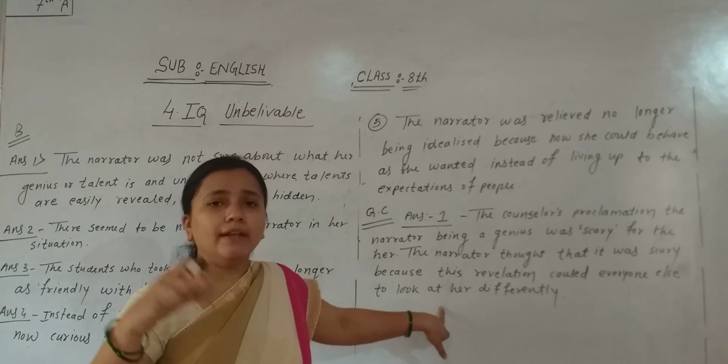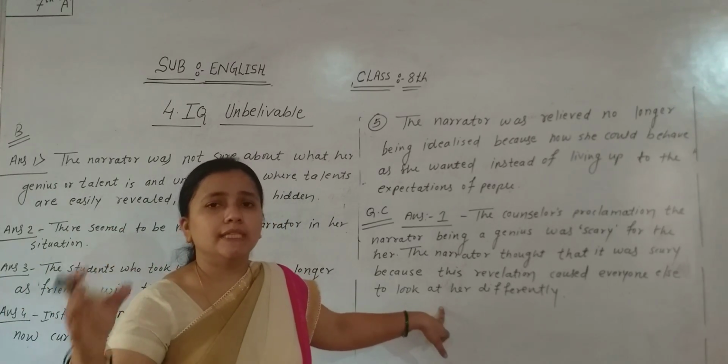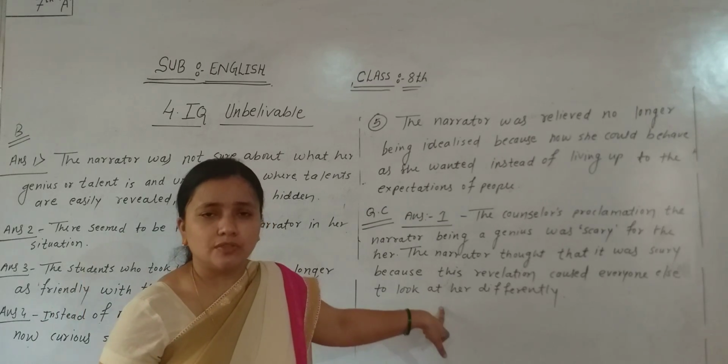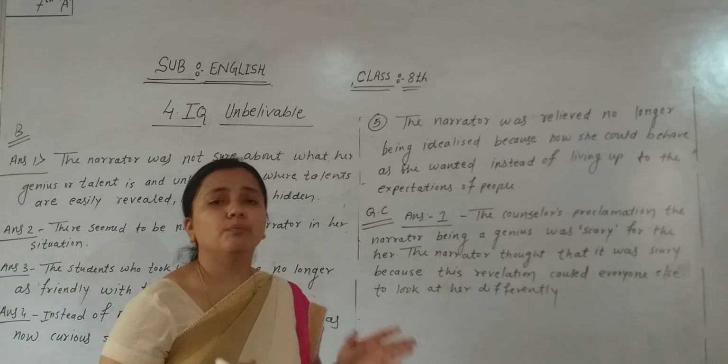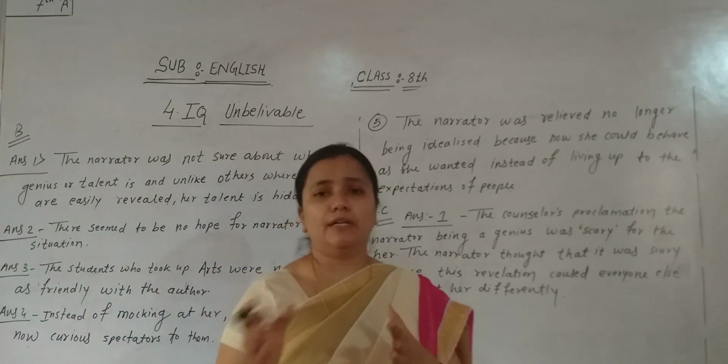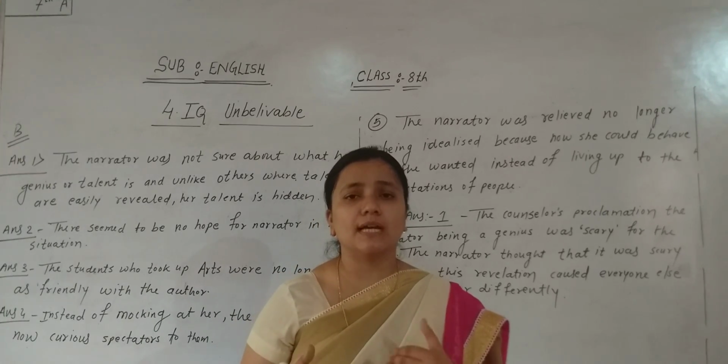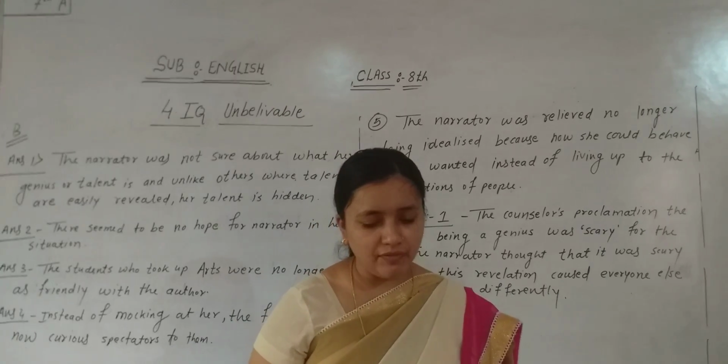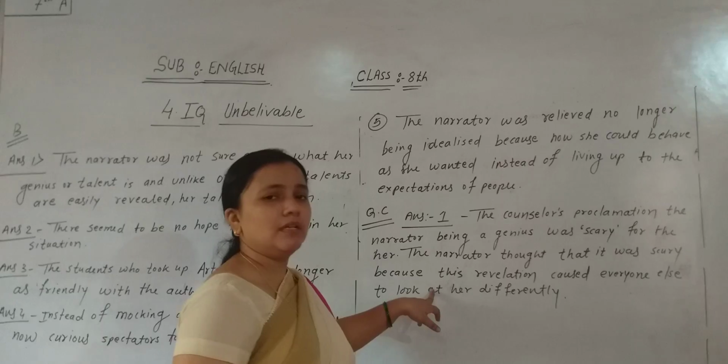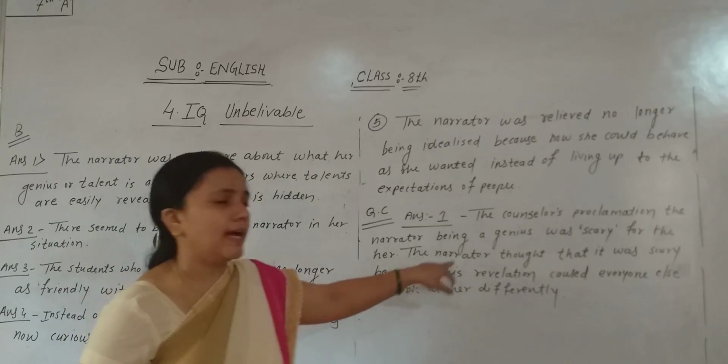everyone looked at her differently, and when she is called a genius, her life is going to change and everybody started to behave with her differently, और सभी लोग उसके साथ कुछ अलग तरह का behave करने लगते हैं. So this is the first answer. You may just note it down in your notebook and write it once.